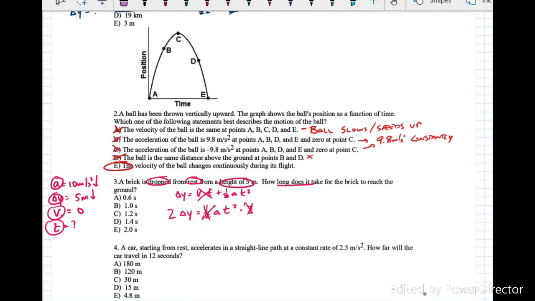Half crosses out. I also have to get rid of the acceleration, so divide both sides by the acceleration. Crosses out over there. That leaves me with t squared equals 2 delta y over a. I got to take the square root. So t is equal to the square root of 2 times the change in position, 2 times 5, divided by 10. Sorry about that. The math should come out to answer choice E, 2.0 seconds. So I made a mistake.